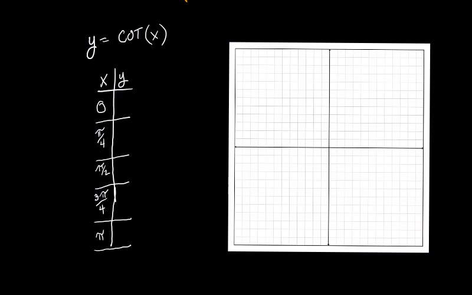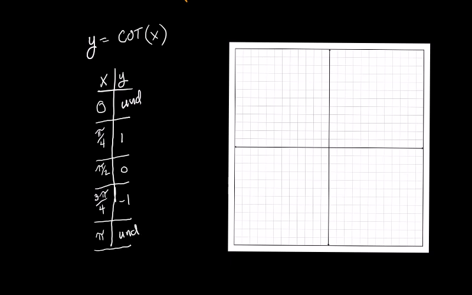Plugging in 0, the cotangent of 0 radians is undefined. Hopefully you know why. If not, I'll show you in a second. Cotangent of pi fourths is 1. Cotangent of pi halves is 0. The cotangent of 3 pi fourths is -1. And the cotangent of pi is undefined.